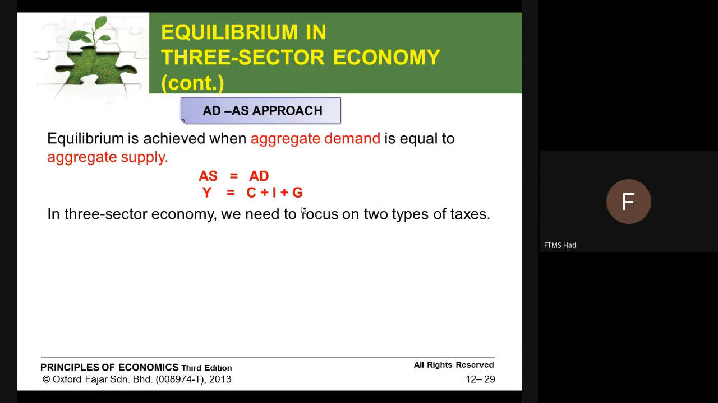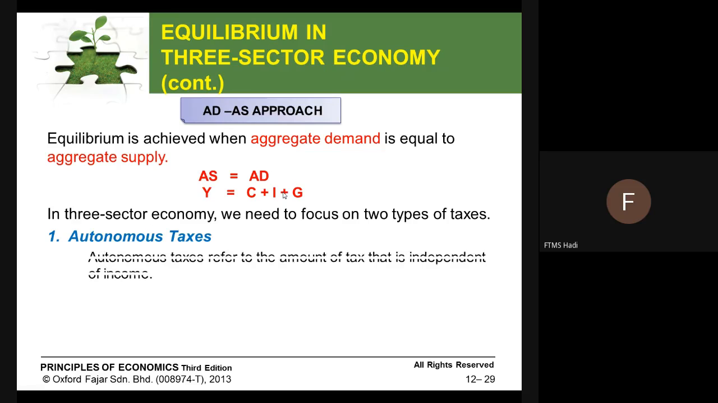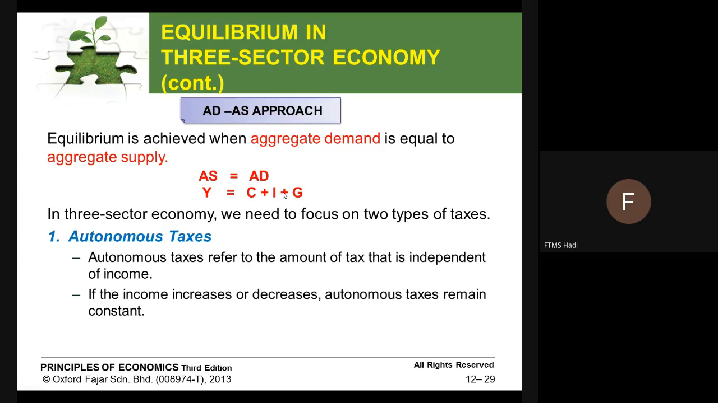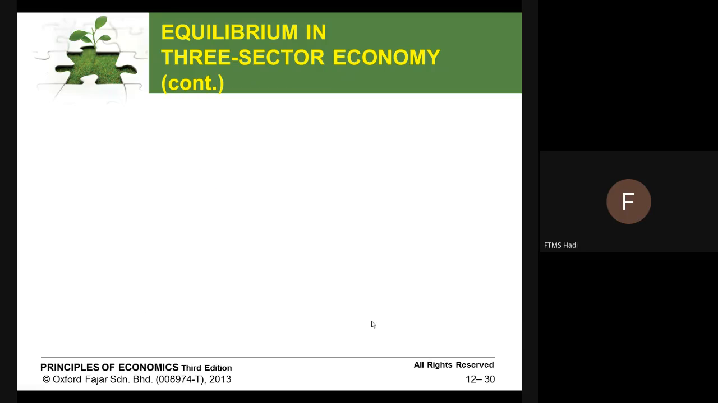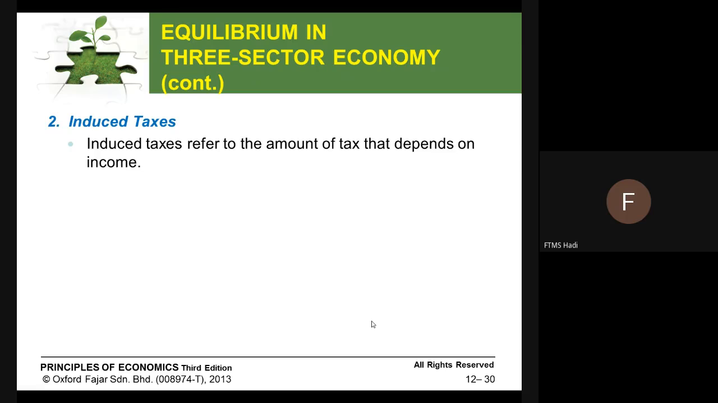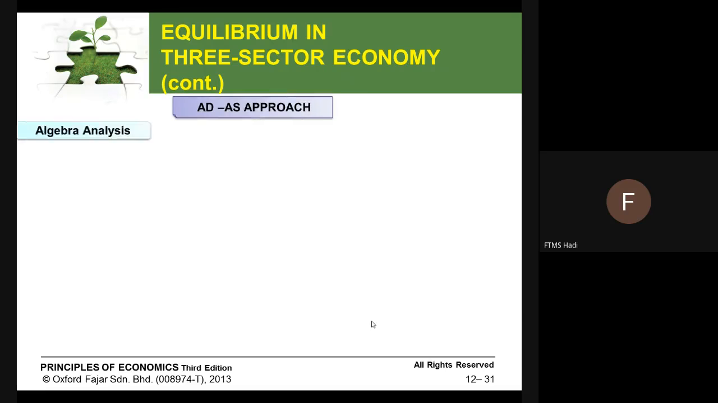So Y is equal to C plus I plus G. In the three-sector economy, we need to focus on two types of taxes: autonomous taxes and induced taxes. Autonomous taxes are independent, not related to income. If income increases or decreases, autonomous taxes remain constant. No matter how income changes, taxes are the same, for example, tax is 100. Induced taxes depend on income: the higher the income, the higher the taxes.